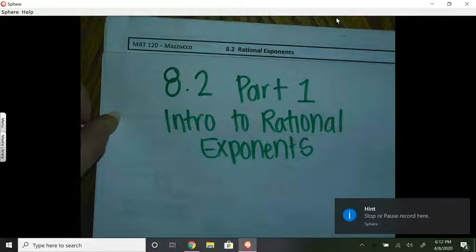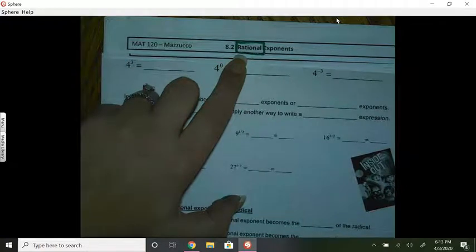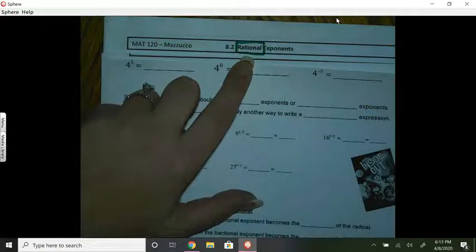This video is going to go over rational exponents. Before we start, let's first review what rational means. Rational means a number that can be changed into a fraction. We have not had exponents yet that were written in rational form, fraction form.